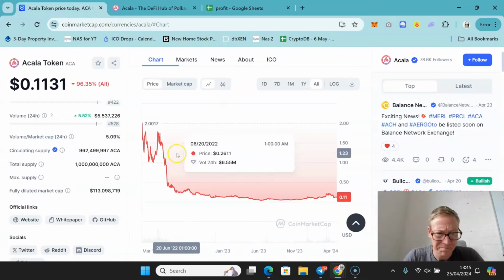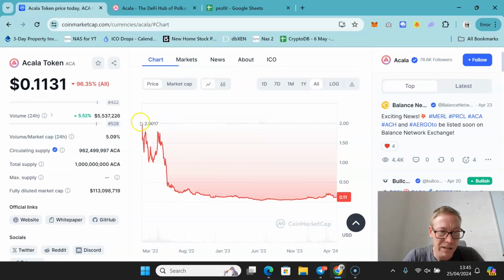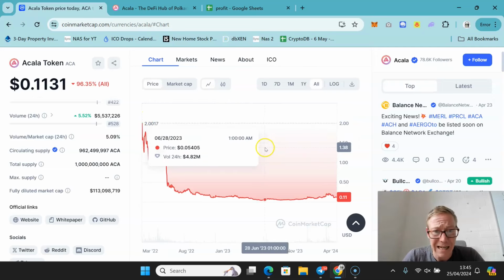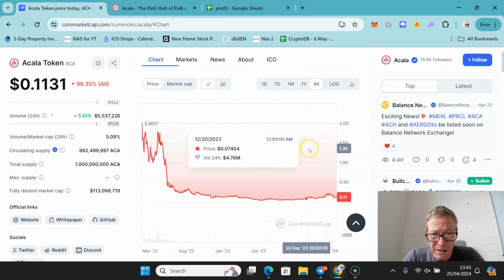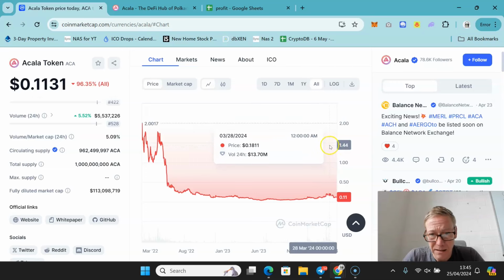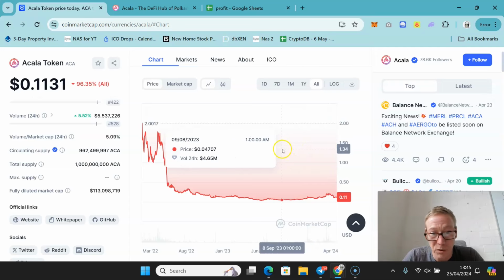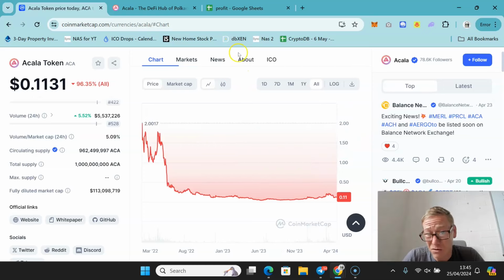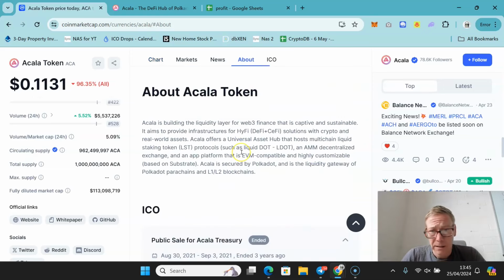Now, Acala. So Acala launched at a pretty crappy time, right at the end of the bull cycle. And it really has never recovered. I mean, in this most recent bull cycle, it did go up to about 20 cents, and that's from lows of like 4 cents or so. So that's not bad at all, but it's just not really been kicking on.